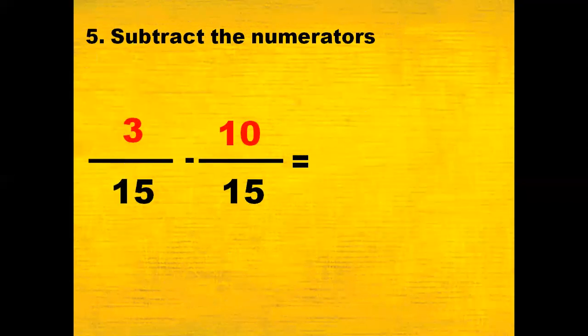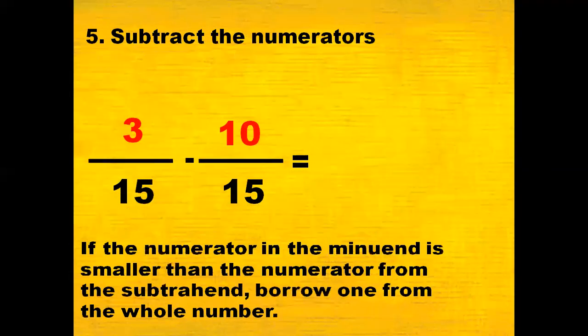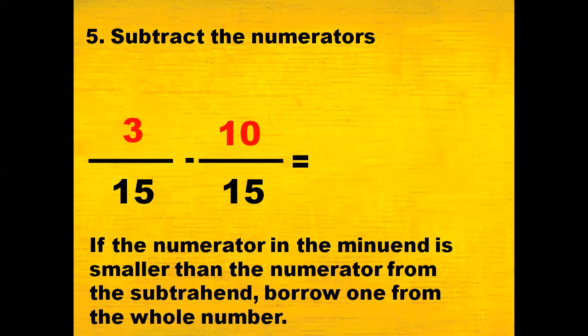So subtract the numerators. 3/15 minus 10/15. Wait, we cannot subtract 10 from 3. Remember, if the numerator in the minuend is smaller than the numerator in the subtrahend, borrow 1 from the whole number. So our whole number is 5, so we need to borrow 1. 5 minus 1 is equal to 4. So we only have 4 wholes.